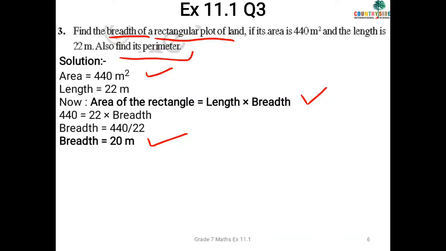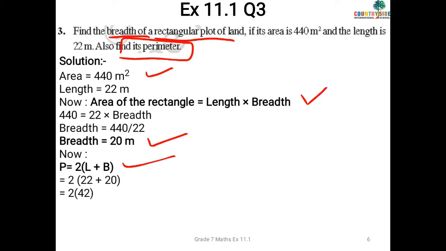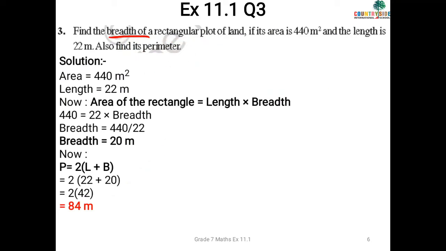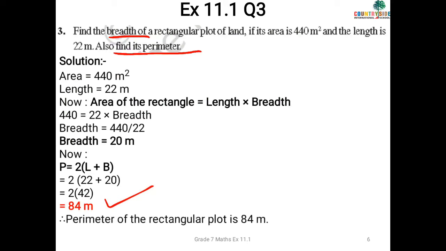Now they are asking to find the perimeter. Now tell me the formula to find the perimeter of a rectangle. Yes, the perimeter of a rectangle is 2 times length plus breadth. Just put the values. Length 22 is given, breadth 20 we have just found. So 22 plus 20 is 42, and 2 into 42 is 84 meter. So your answer is 84 meter. So the perimeter of the rectangle is 84 meter.